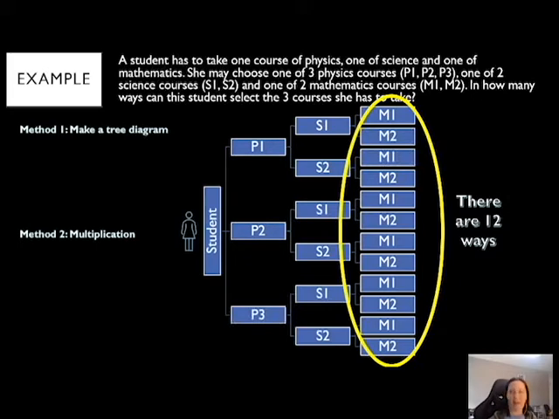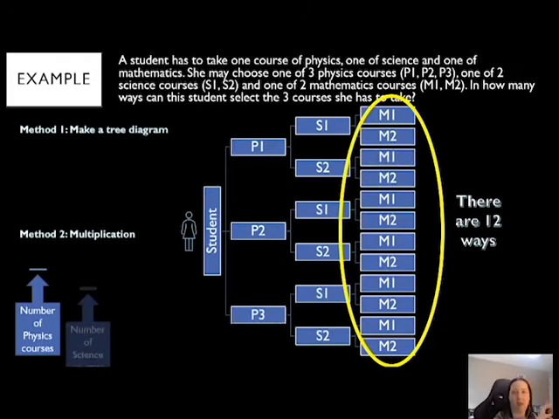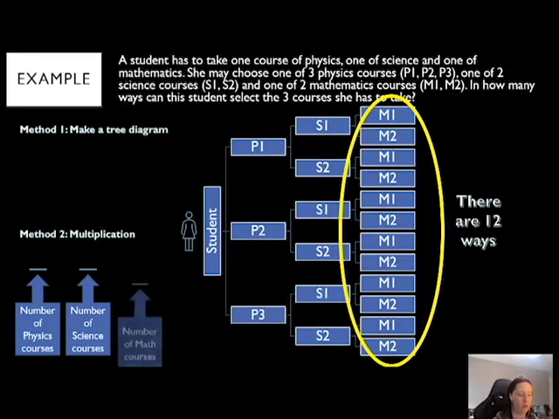Okay, so we can do multiplication methods. So first, we have the number of physics courses you choose from, then you have the number of science courses that you can choose from, and then you have the number of math courses that you can choose from. And so what you do is you literally write down, okay, there are 3 physics courses, there are 2 science courses, and 2 math courses to choose from. And you literally multiply these together.